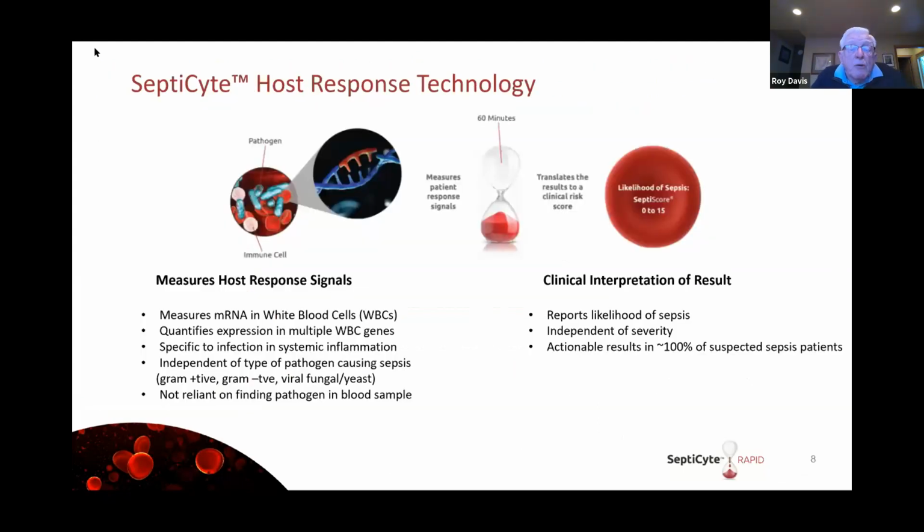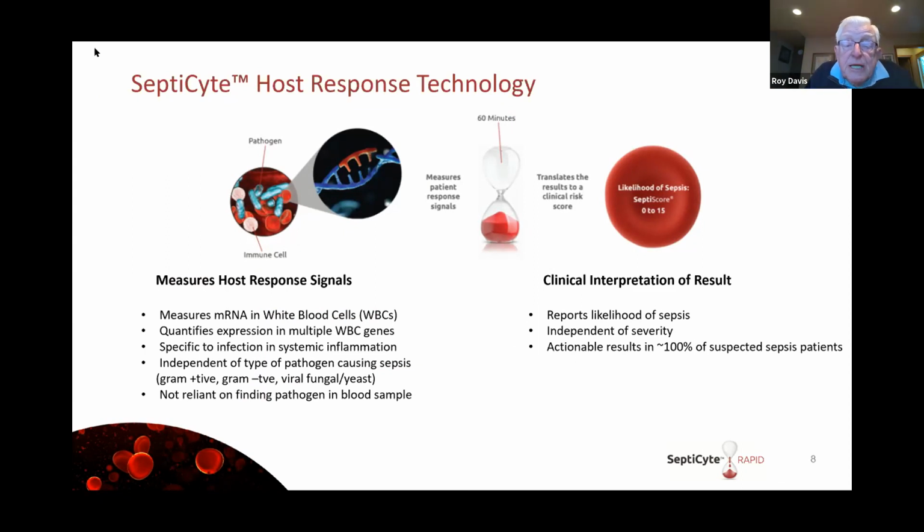So what is Septicyte host response technology? Septicyte measures mRNA in white blood cells, generating an expression from multiple genes within the white cells. The host response is specific to infection based on systemic inflammation. It is independent of the pathogen causing the sepsis, and it's not reliant on finding the pathogen within the blood sample.